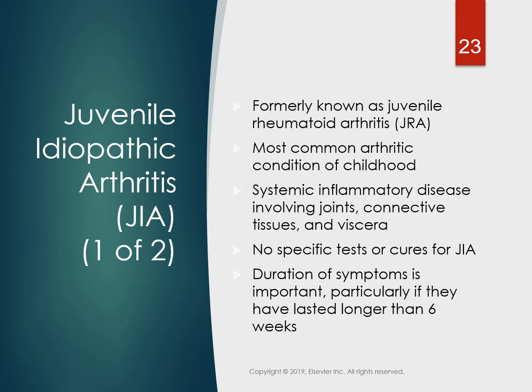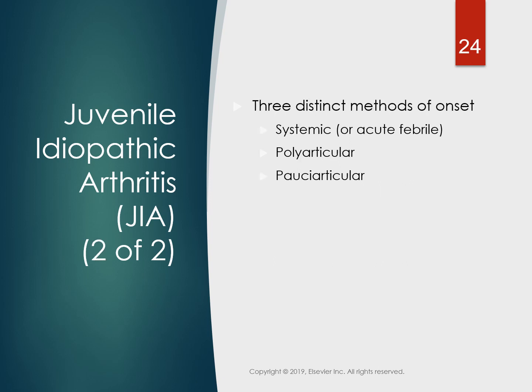Juvenile idiopathic arthritis is the most common arthritic condition of childhood. It is a systemic autoimmune disease that involves the joints, connective tissues, and viscera, and it differs somewhat from adult rheumatoid arthritis. JIA has several distinct classifications: oligoarthritis, polyarthritis, systemic arthritis.